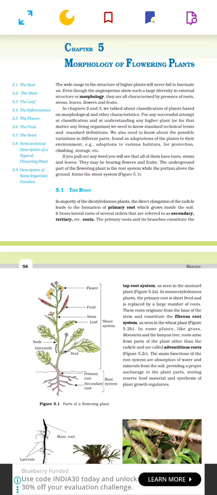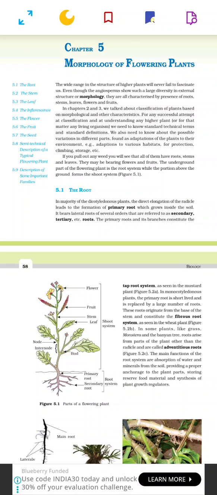In monocotyledonous plants, the primary root is short-lived and is replaced by a large number of roots. These roots originate from the base of the stem and constitute the fibrous root system, as seen in the wheat plant. In some plants like grasses, monstera and the banyan tree, roots arise from parts of the plant other than the radicle and are called adventitious roots.